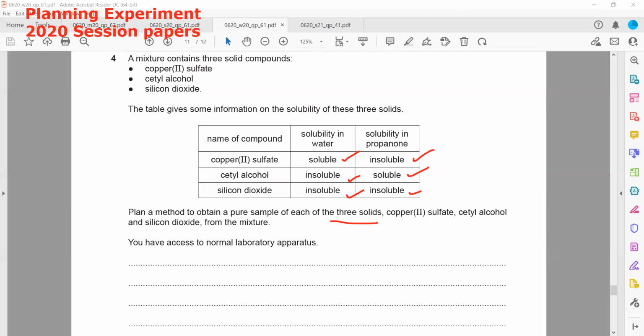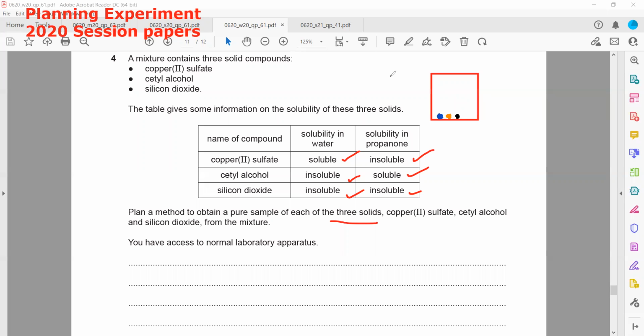So what can we do first? First, we'll take the sample into a container, we can say a conical flask, or we can mention a beaker. Then we will add water and stir the mixture, so copper sulfate will dissolve. So we take a beaker and we have 3 substances: copper sulfate, cetyl alcohol, and silicon dioxide.